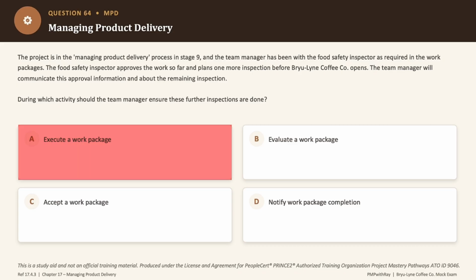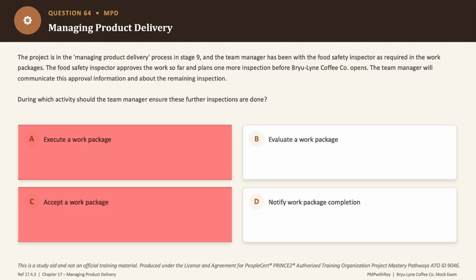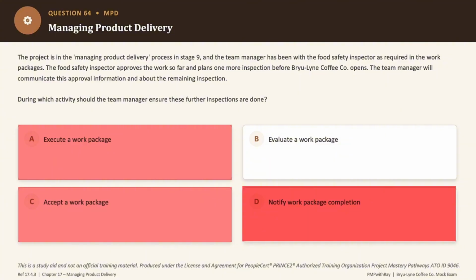Next, if you look at option C, accept a work package happens right at the start before any work begins for a work package. So that is way too early in this scenario, an incorrect answer choice as well. Option D, notify work package completion, only comes once everything, including this final inspection, is fully done and dusted. So that is an incorrect answer choice as well.